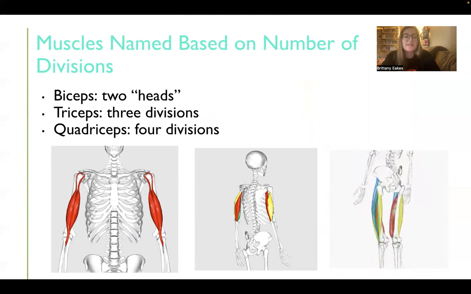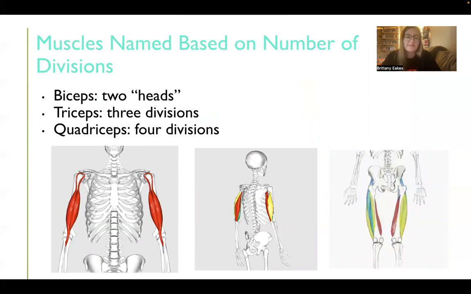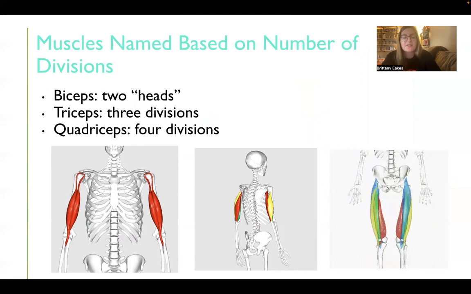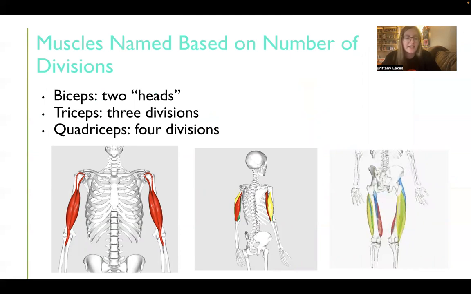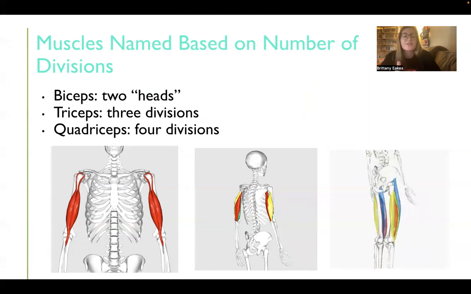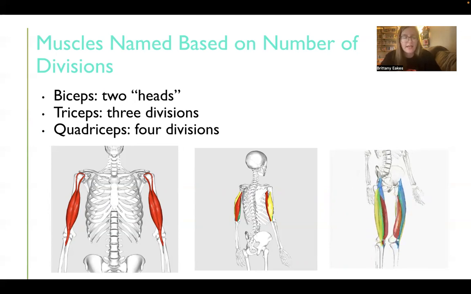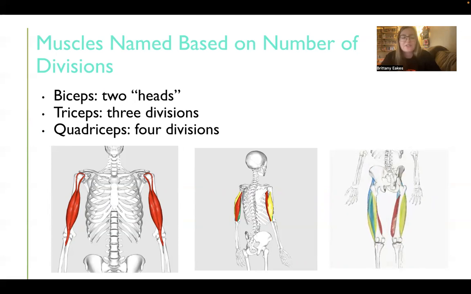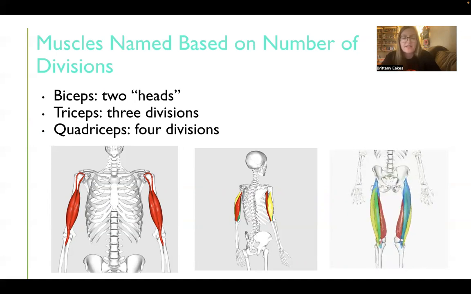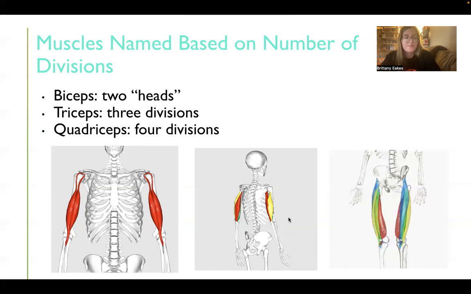So biceps literally means 2 heads. So bi meaning 2, ceps referring to cephalic, meaning the head. So the biceps muscle has 2 heads, a short head and a long head, and it's distinguished by their origin. So the short head goes to the coracoid process and the long would go to the supraglenoid process. Triceps means there's 3 divisions. So it has a medial, lateral, and a long head. And each of these 3 heads originate in a different location, but they all come together at their distal end, meaning away from the point of attachment.